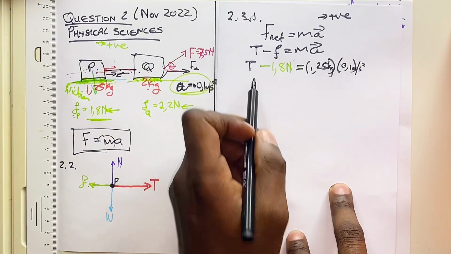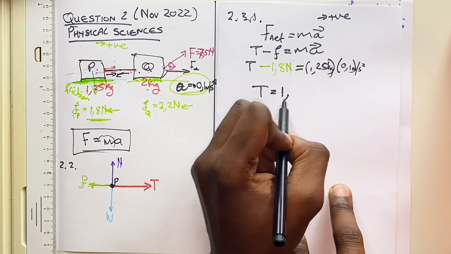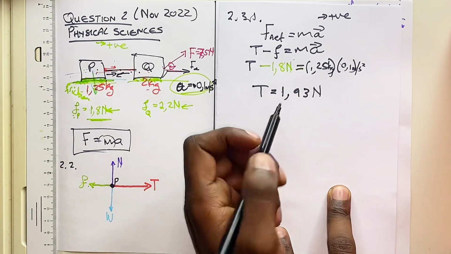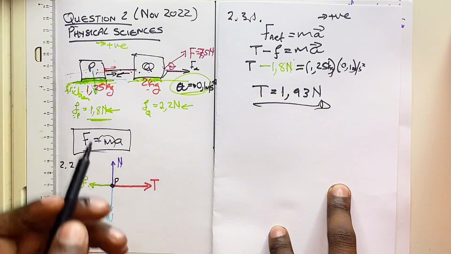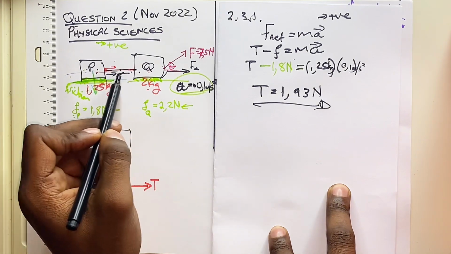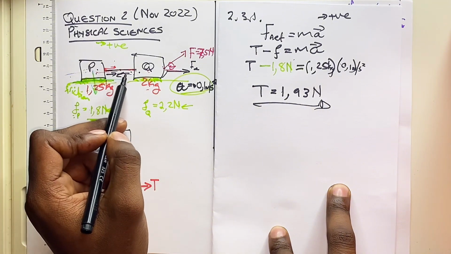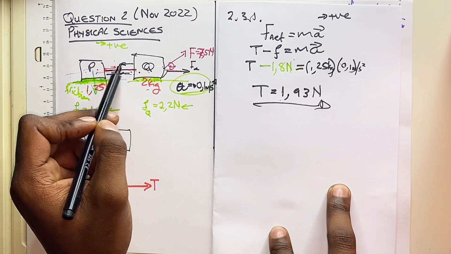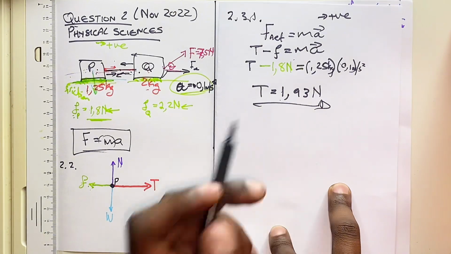Now I make T the subject of the formula. I will have T equal to 1.93 newtons. Now this is my tension in the string. Remember that the tension in the string acting on P is the same tension that is acting on Q. So Q will also experience a tension of 1.93, but in the opposite direction. So it will experience minus 1.93.